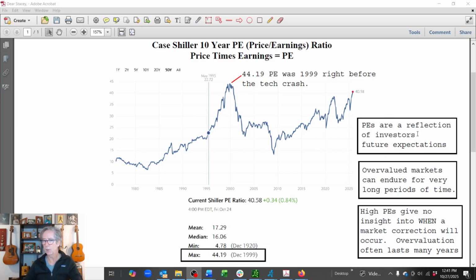PE ratios are a reflection of investors' expectations of future earnings. We know what the last quarter and the last year's earnings are, but investors guess as best they can about the direction of the market and whether earnings are going to increase or not. When they have very high expectations, they give a very high PE to their stocks. Back in the tech bubble, all through from 95, there was a tremendous rally all the way up until 2000, and PE ratios got to 44, the highest in history.